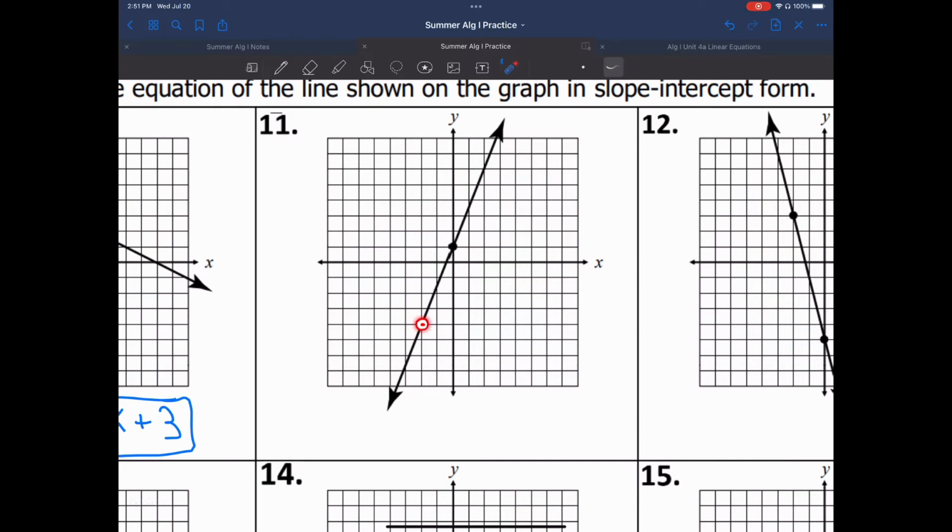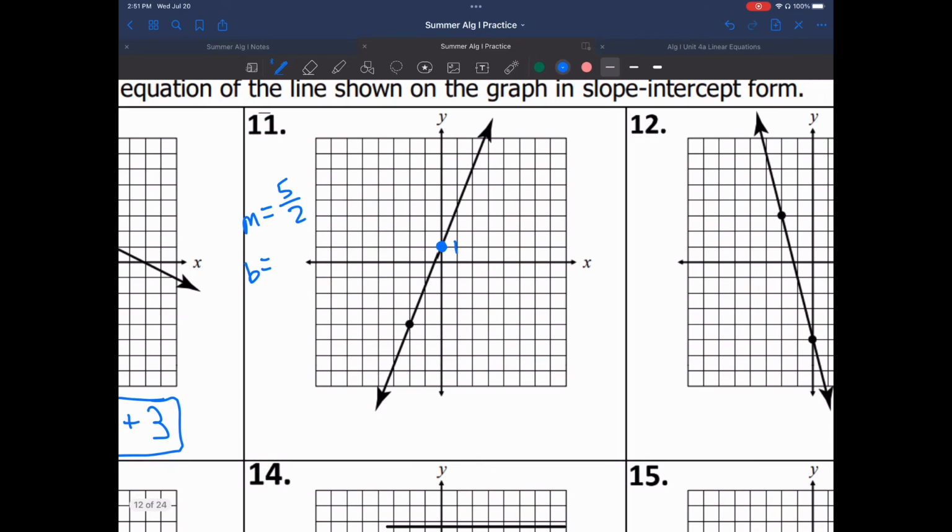All right, number 11, same thing. We'll start from this point because it's furthest to the left and head to this one. Okay, so down here we're going to do our rise. So 1, 2, 3, 4, 5, and then our run would be 1, 2. So 5 over 2. So m equals 5 over 2. And then my b would just be right here, and that's just at 1 on the y-axis. So final equation would be y equals 5 over 2x plus 1.